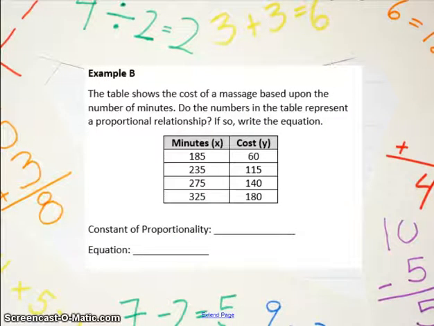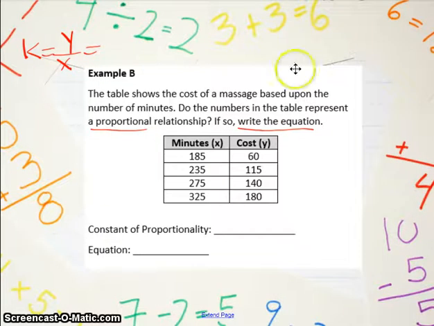Example B. The table shows the cost of a massage based upon the number of minutes. Do the numbers in the table represent a proportional relationship? If so, write the equation. All right, again, we've got an x value and a y value, and we want to find if it's got a constant of proportionality. So y divided by x. And we've got to check each one.